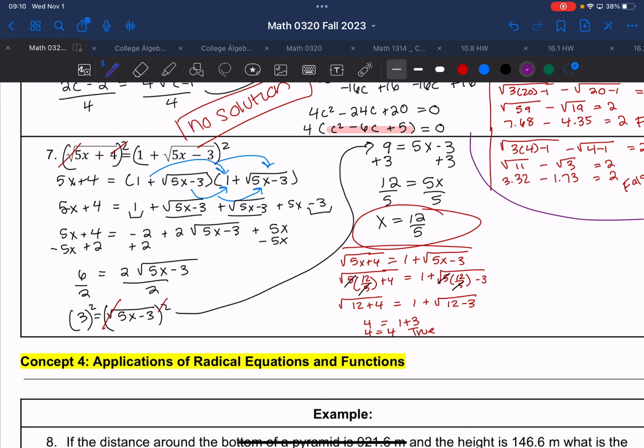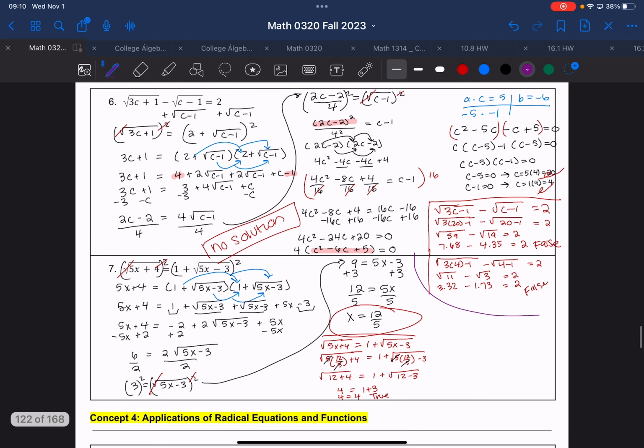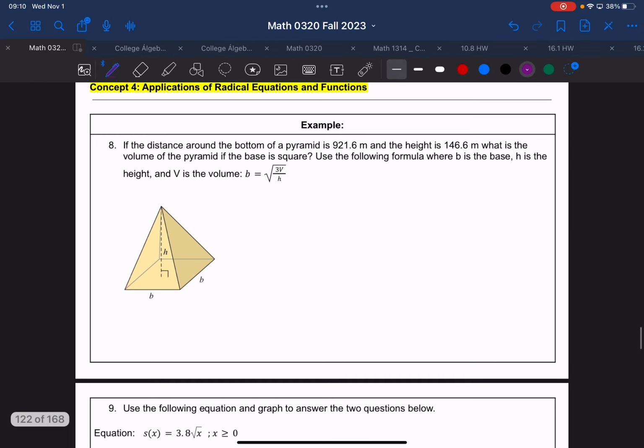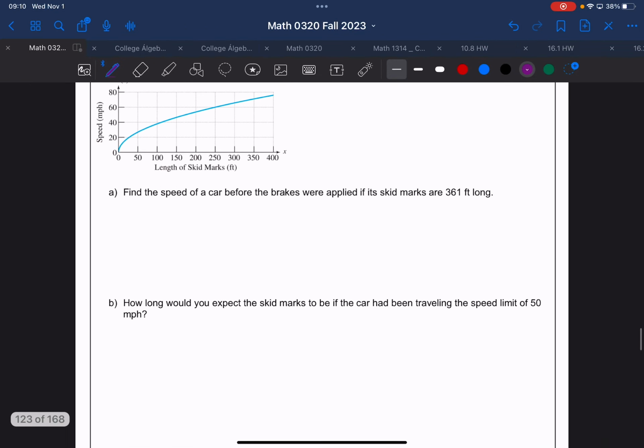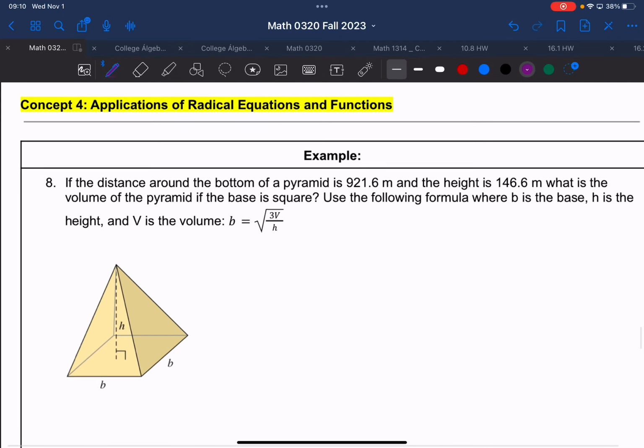Okay. Any questions on this concept of getting the radicals by itself and answering the problem? Okay. So then we have our last concept here, and that is application of radical equations and functions. And I believe just 2. Yep. Okay.